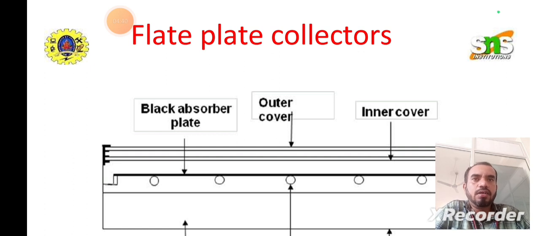And the third is the type of fluid we use, on which the collectors differ. The collectors usually use either a liquid or a gas as the transfer fluid. The most common liquid is water or a water-ethylene glycol solution. We mostly use water or a water-ethylene glycol solution, and the most common gas is air.